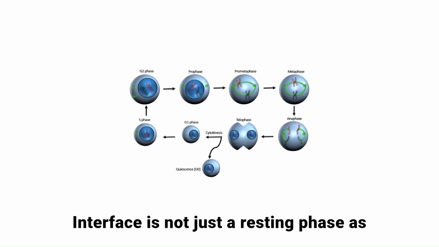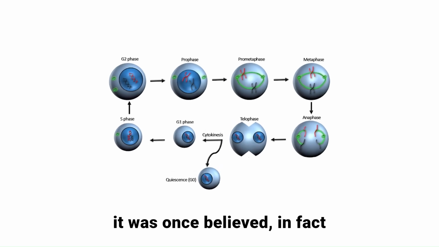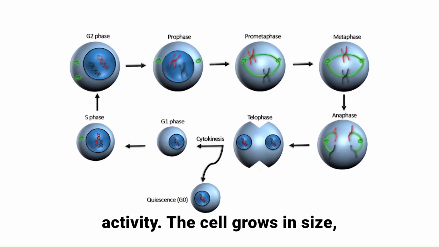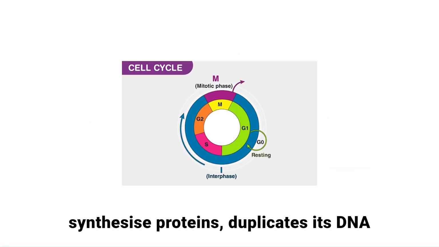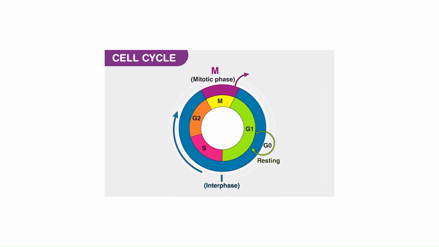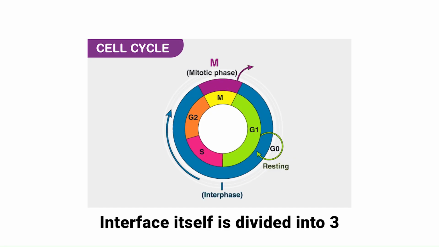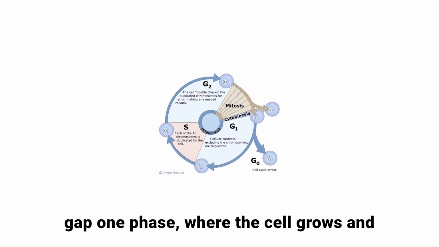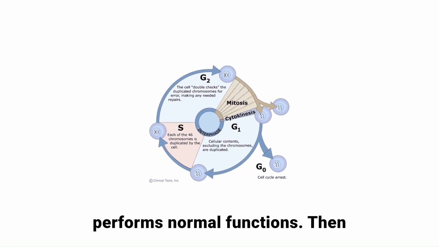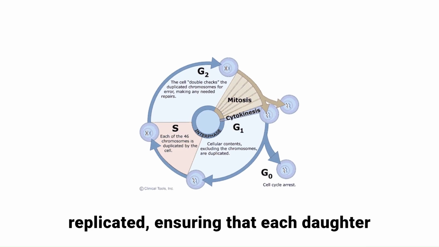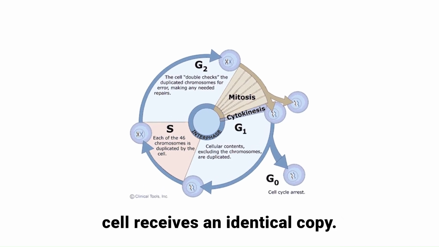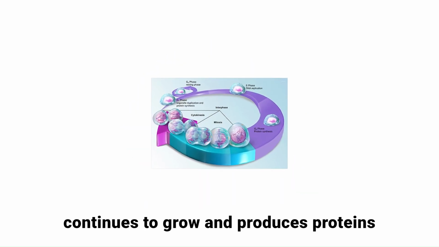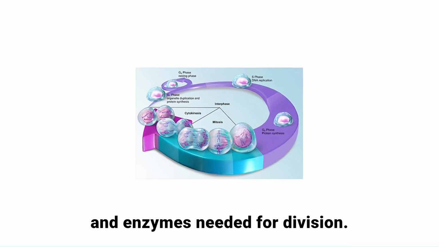Interphase is not just a resting phase, as it was once believed. In fact, it is a period of intense biochemical activity. The cell grows in size, synthesizes proteins, duplicates its DNA, and gets ready for the next phase. Interphase itself is divided into three stages. The first is G1 or the gap 1 phase, where the cell grows and performs normal functions. Then comes the S phase, where the DNA is replicated, ensuring that each daughter cell receives an identical copy. Lastly, in the G2 phase, the cell continues to grow and produces proteins and enzymes needed for division.